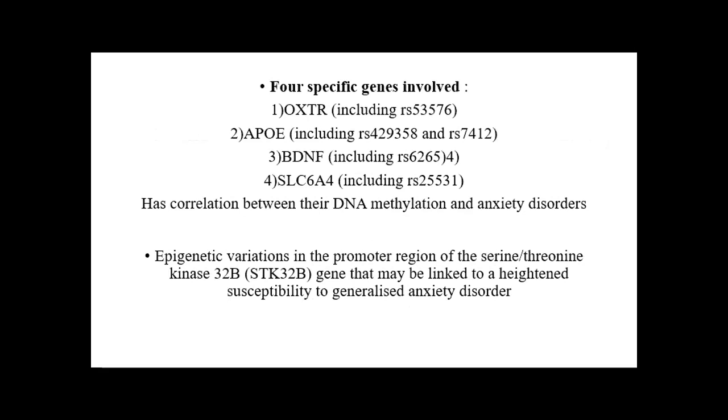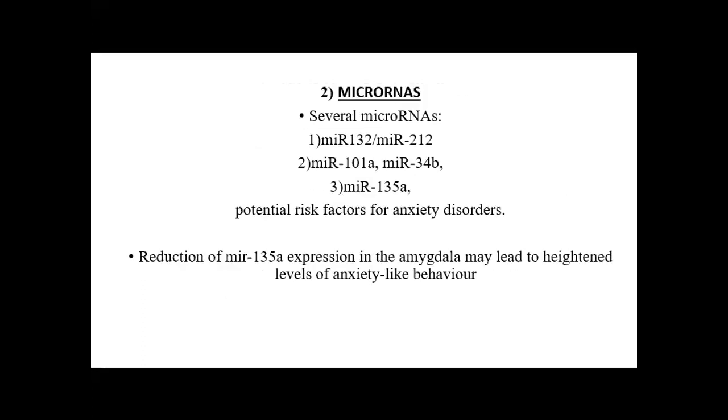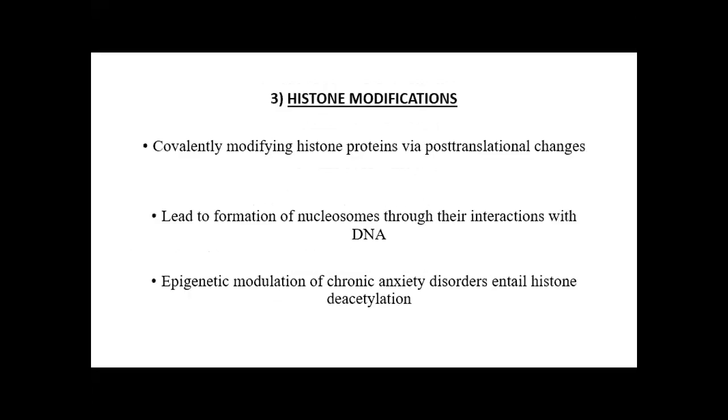Four specific genes have been involved: OXTR, ApoE, BDNF, and SLC6A4, which have correlation between their DNA methylation and anxiety disorder. Epigenetic variation in the serine threonine kinase 32B gene may be linked to heightened susceptibility to generalized anxiety disorder. MicroRNAs. Several microRNAs, including MIR132, 101A, and 135A, are potential risk factors for the anxiety disorder. Reduction of MIR135A expression in the amygdala may lead to heightened levels of anxiety-like behavior.